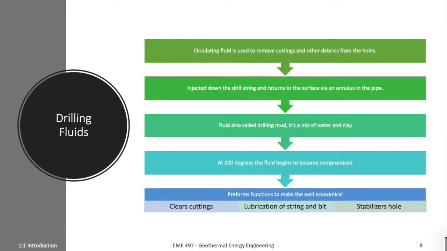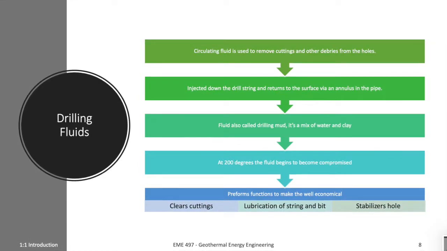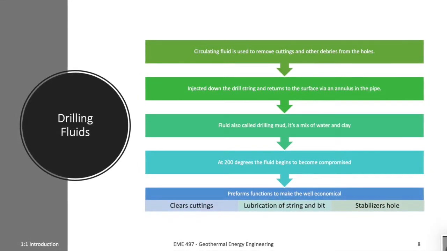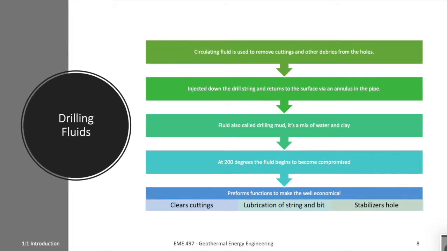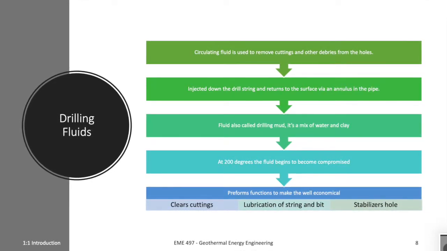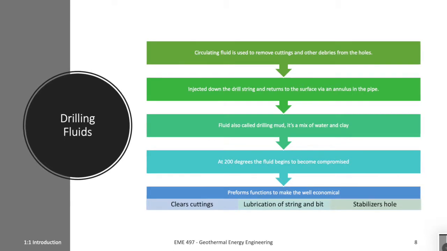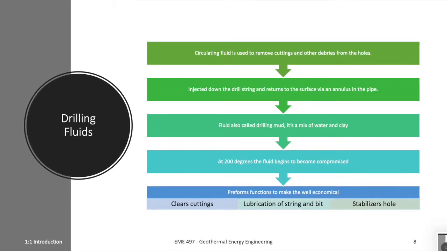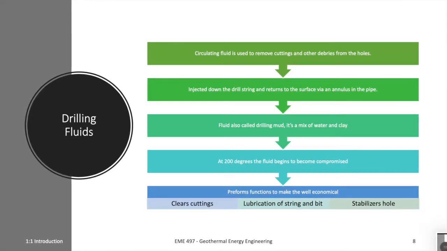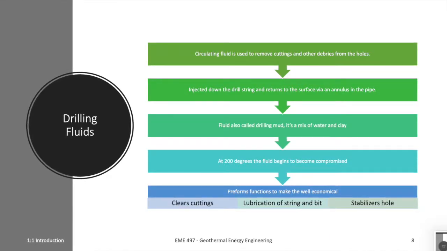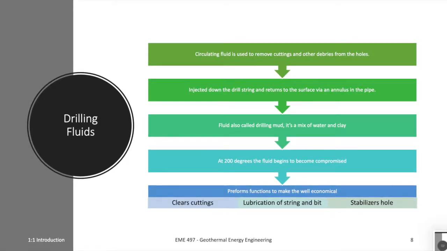Another important factor of the drilling fluid is the fact that it performs functions that make the well economical. As mentioned before, it clears cuttings. Cuttings are important to clear as they can damage the drill string or cause blockages. They lubricate the string and the bit, which allows them to move easier and less likely to break. Another important thing it does is it stabilizes the well. If the well is not stabilized, it could collapse in on itself, which would therefore damage the drill string if it was still down there, or be a total loss of the well.